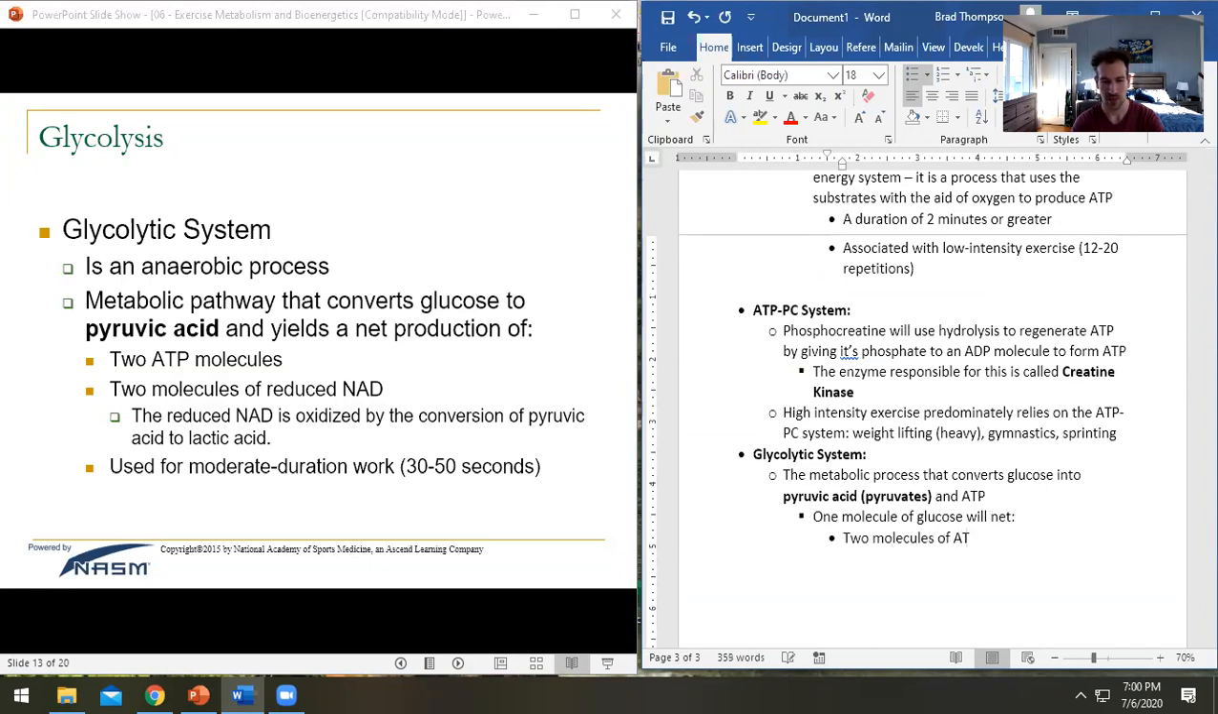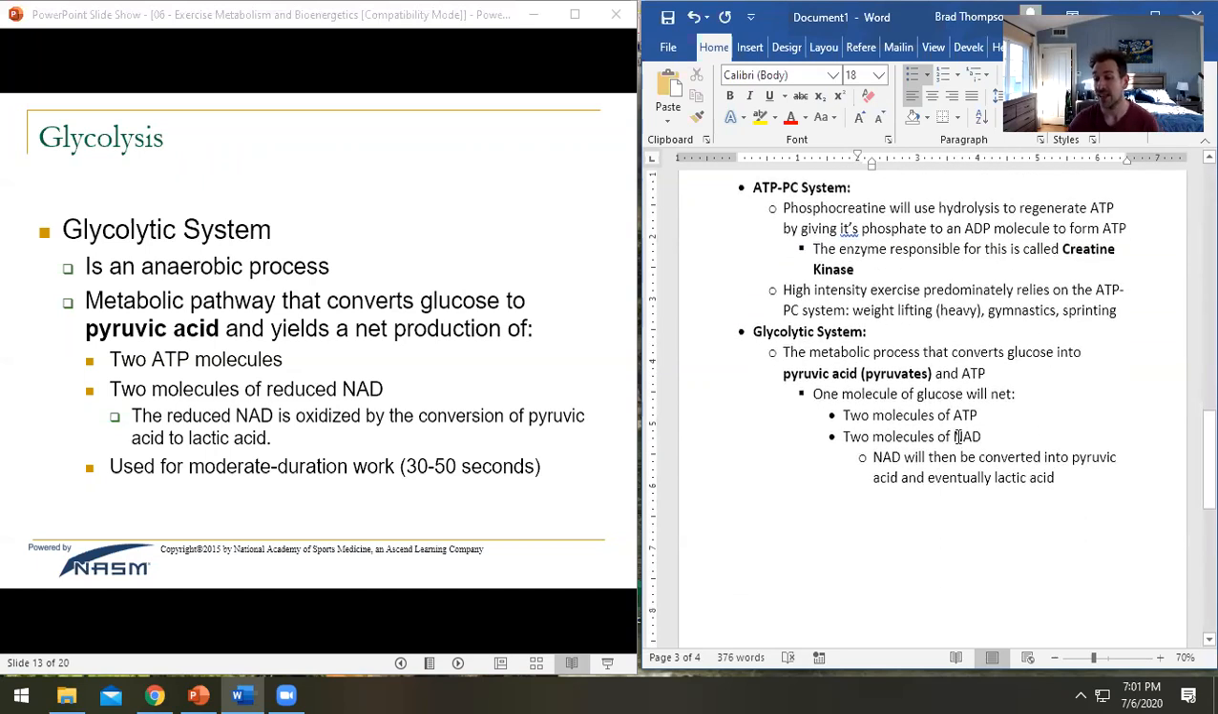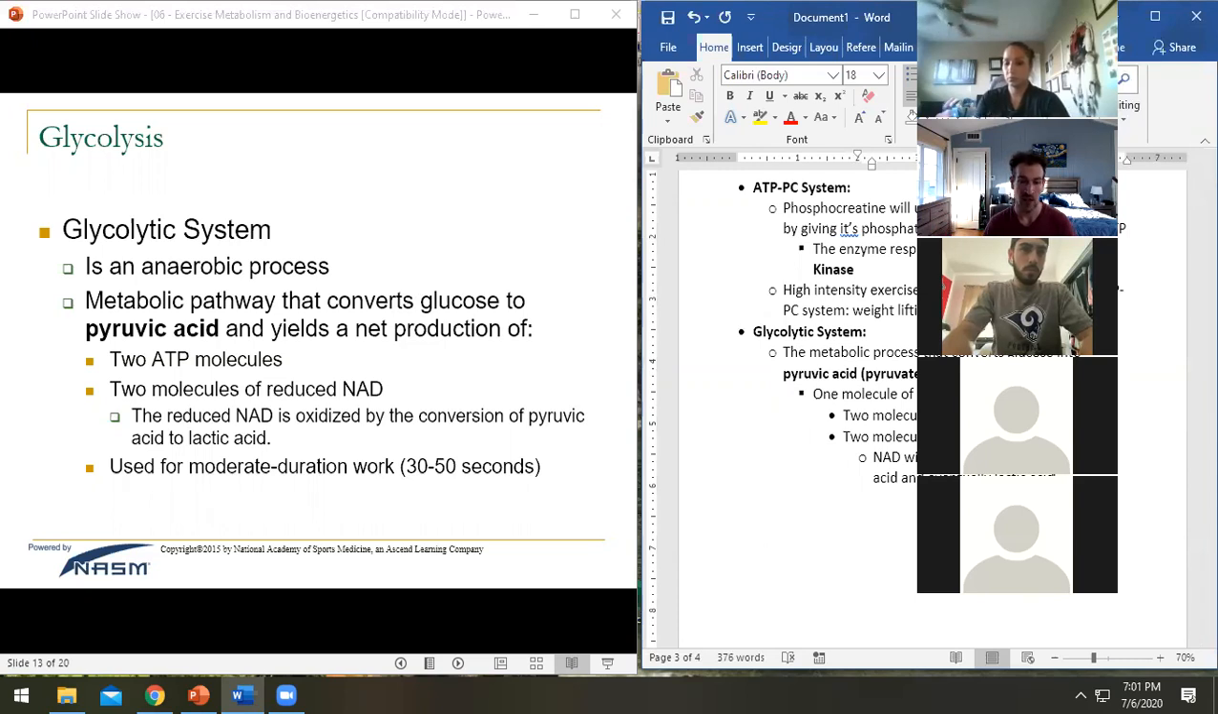molecules of ATP and 2 molecules of NAD, right? NAD will then be converted into pyruvic acid and eventually lactic acid. Okay, so that NAD, that's the pyruvate that we're talking about, right? So it will get converted into pyruvic acid, and then as it's in a non-oxygen environment, it will ferment.